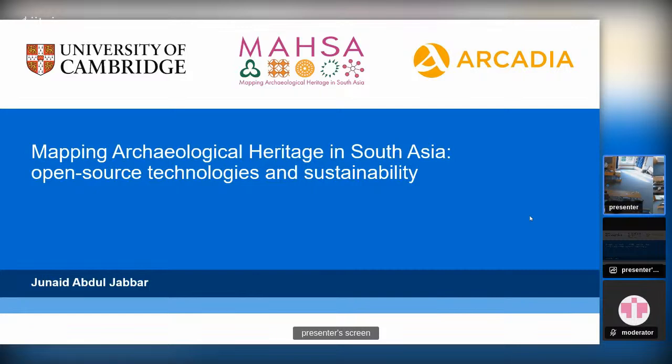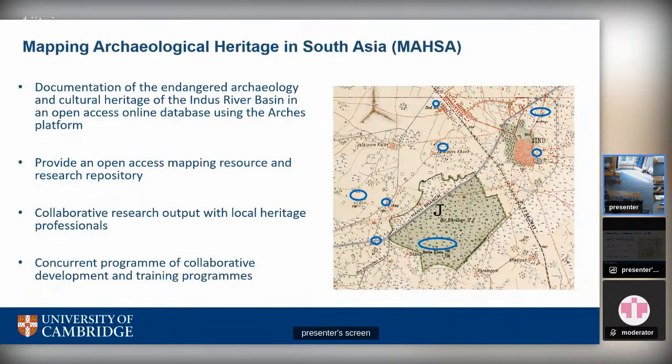Starting with the introduction to the project, the Mapping Archaeological Heritage in South Asia project is mainly based at the University of Cambridge. It is funded by Arcadia, and it mainly focuses on the documentation of endangered archaeology and cultural heritage of the Indus River Basin. So it covers most parts of Pakistan and some parts of Northwest India. All the data that is being documented will be made available through an open access online database. While it's open access, it will still have variable levels of access depending on the user roles, because the heritage data is quite sensitive in terms of value and preservation.